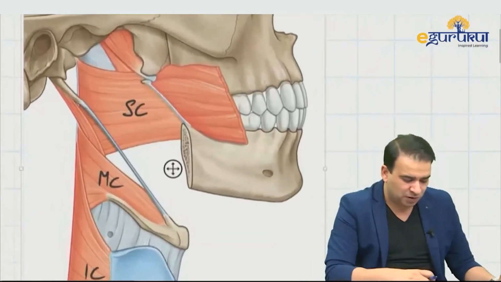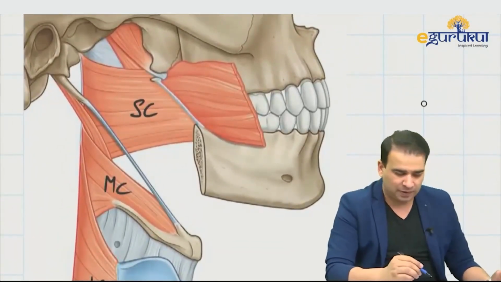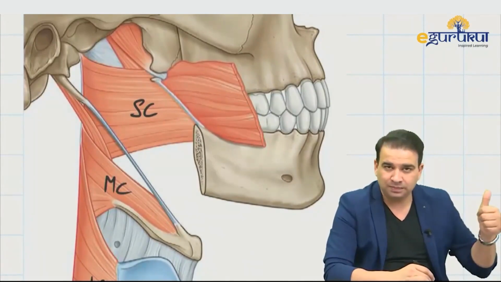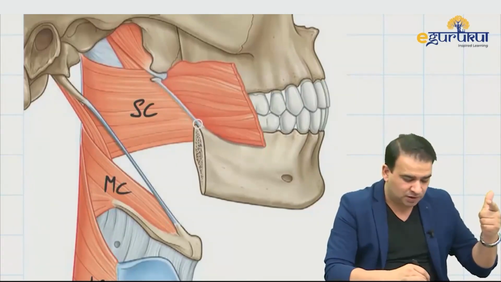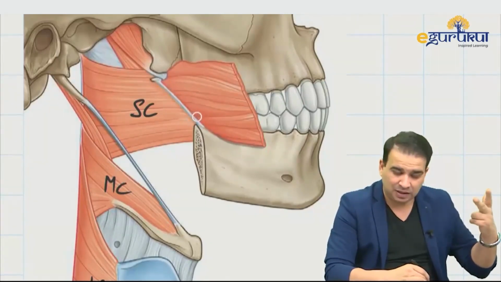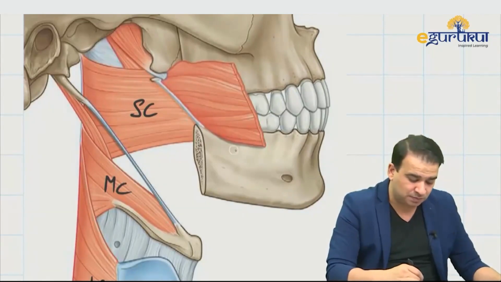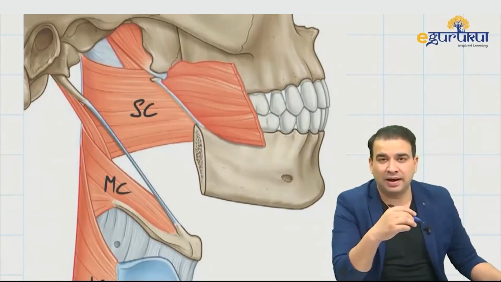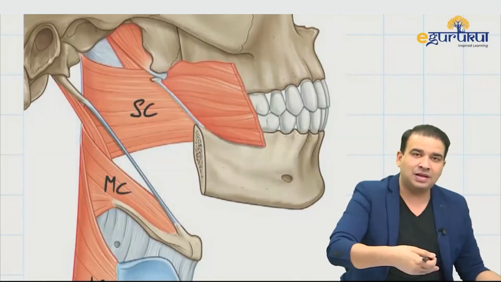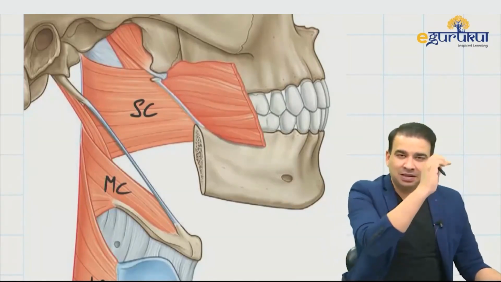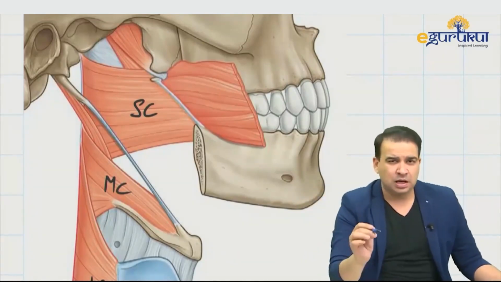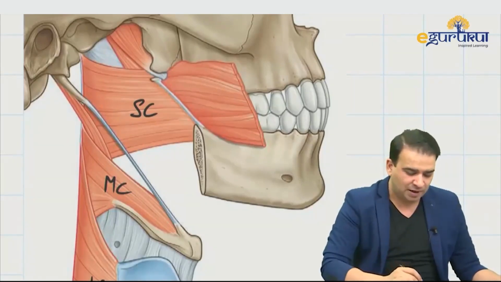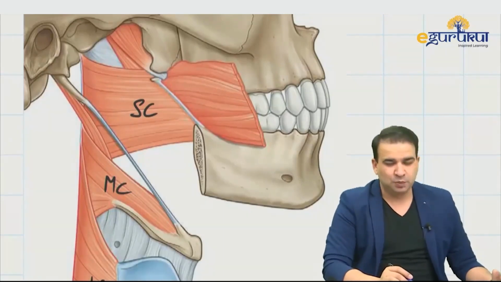So the origin of the superior constrictor is from where? It is from the medial pterygoid plate 1, from the pterygoid hamulus 2, from the pterygomandibular raphe 3, and from the most posterior part of the mylohyoid line. Inside the mandible, we are seeing it from the outside, there is a line inside, and that is called the mylohyoid line, for the origin of mylohyoid. So the posterior part of the mylohyoid line is giving origin to the superior constrictor muscle.